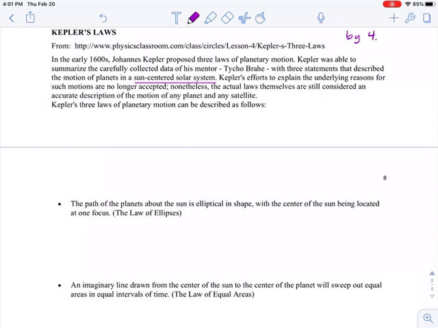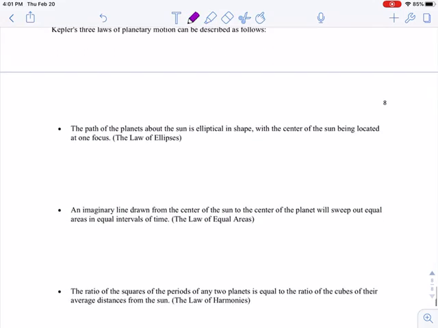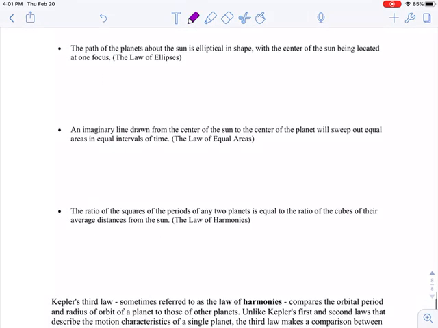Kepler's efforts to explain the underlying reasons for such motions are no longer accepted. Nonetheless, the actual laws themselves are still considered an accurate description of the motion of any planet and any satellite. Kepler's 3 laws of planetary motion can be described as follows. Okay, the first law is that the path of the planets around the sun is elliptical in shape, and we studied ellipses in class. The center of the sun is located at one focus.